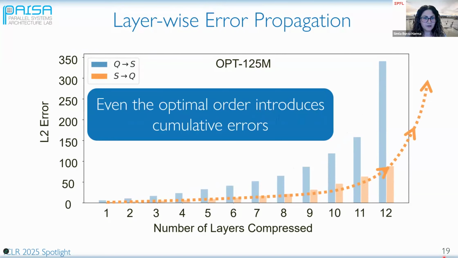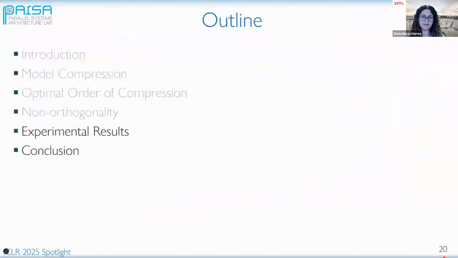And even with the optimal order, first sparsified and then quantized, some cumulative errors still appear. And it is critical to acknowledge that optimal ordering mitigates but does not entirely eliminate compounded errors, which again confirms our theoretical finding about non-orthogonality. Let's move on to our experimental results to see how these theoretical insights play out in real models.